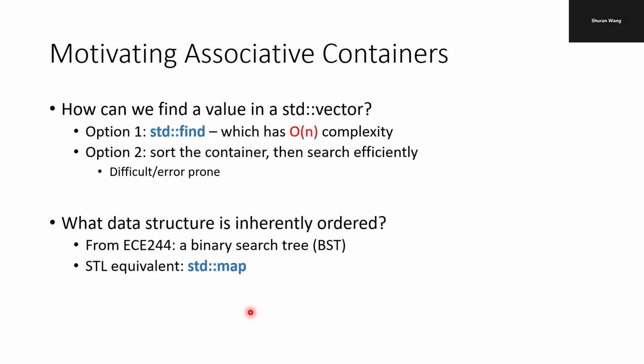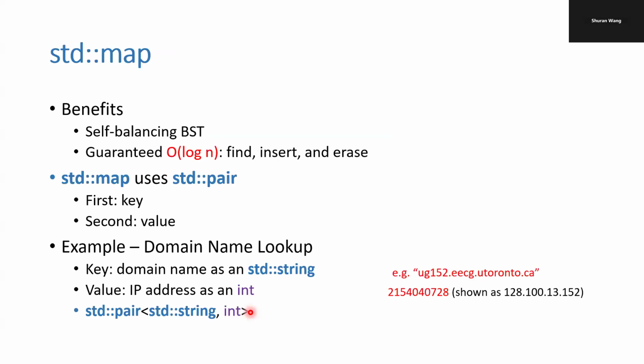Maps are implemented as binary search trees. They are self-balancing so that you don't need to worry about having the worst case of binary search trees being not balanced. So you're guaranteed to have an O(log n) time to find, insert, and erase any element in the binary search tree. STD map is implemented using pairs, with the first as a key and the second as the value. So you push a pair that's templated to any sort of types into a map.